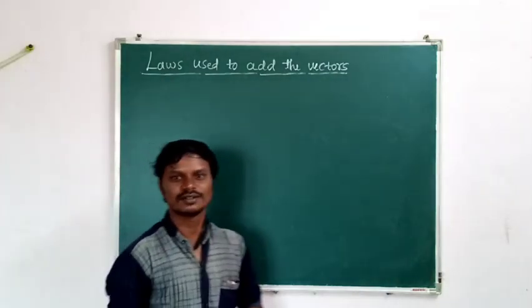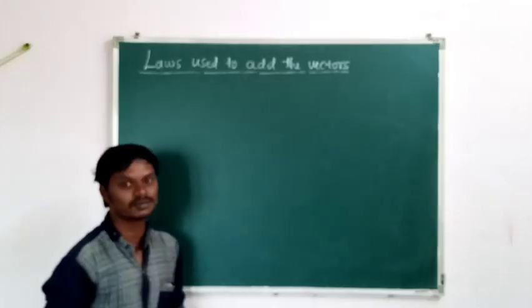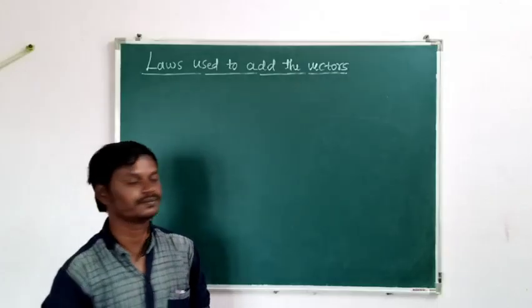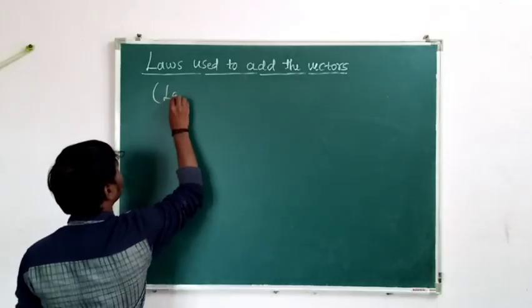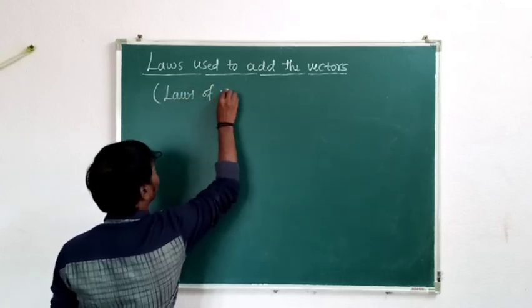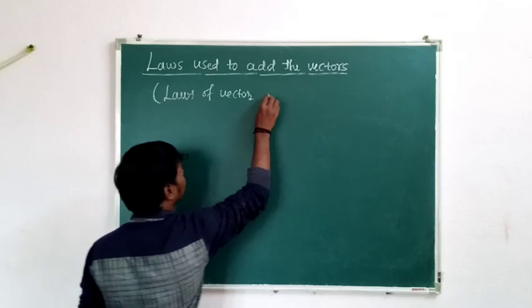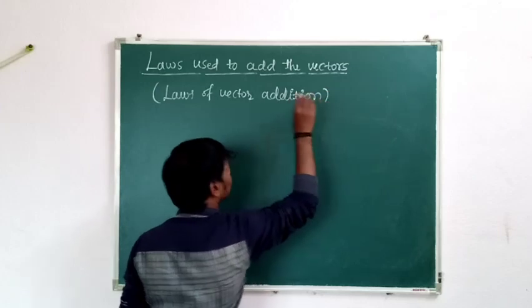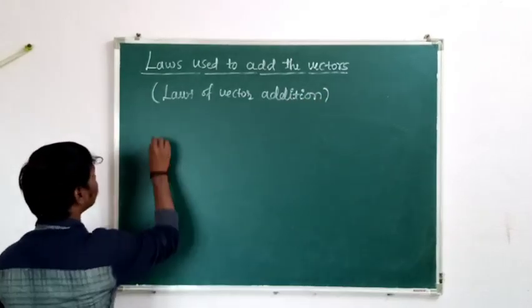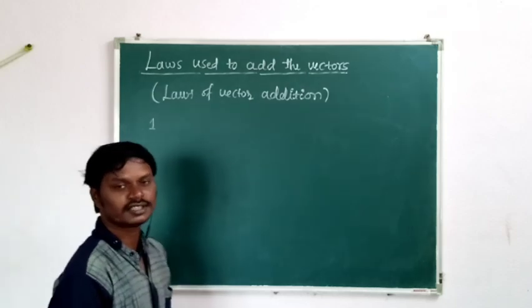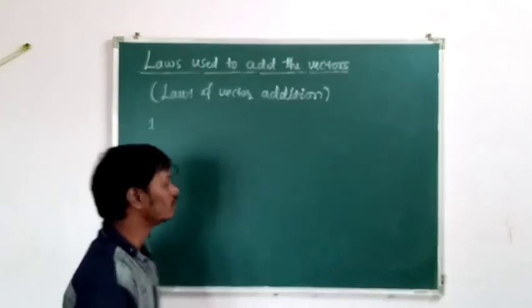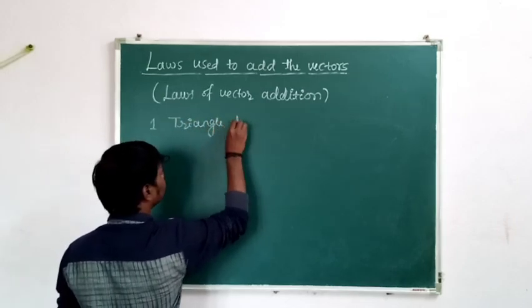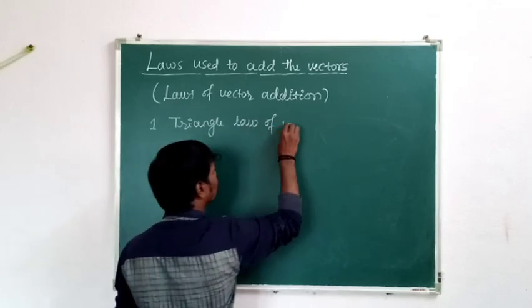Hello dear students, in today's class we are going to discuss the laws used to add vectors, that is, the laws of vector addition. Based on these laws we are going to add the vectors. Then what is the first law of vector addition? The first law of vector addition is called the triangle law of vector addition.